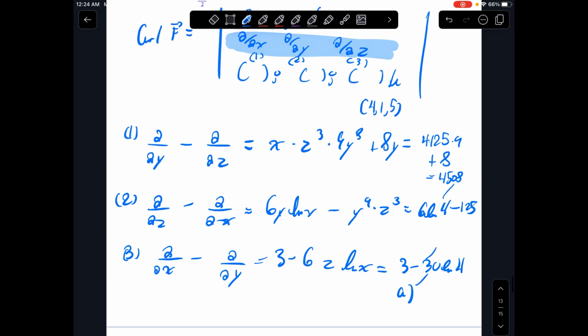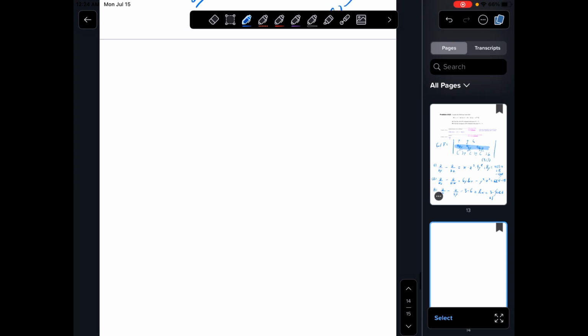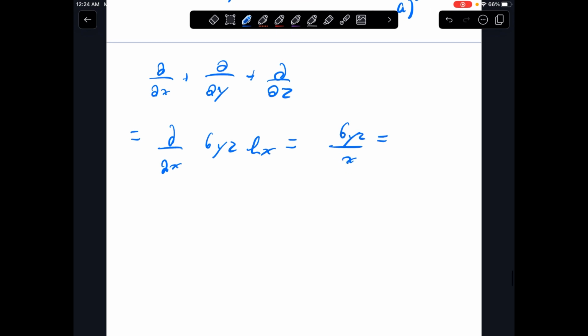And then your answer for B would be the divergence. The divergence is simply you adding up each of the corresponding derivatives. So you take the derivative with respect to x plus the derivative with respect to y plus the derivative with respect to z of each of the following functions. The first one would be the derivative with respect to x of 6yz ln x, and this of course equals 6yz over x. You plug in the values, so we're still at 4, 1, 5. And for this one, you'll get 6 times 5, so you have 30 over 4.